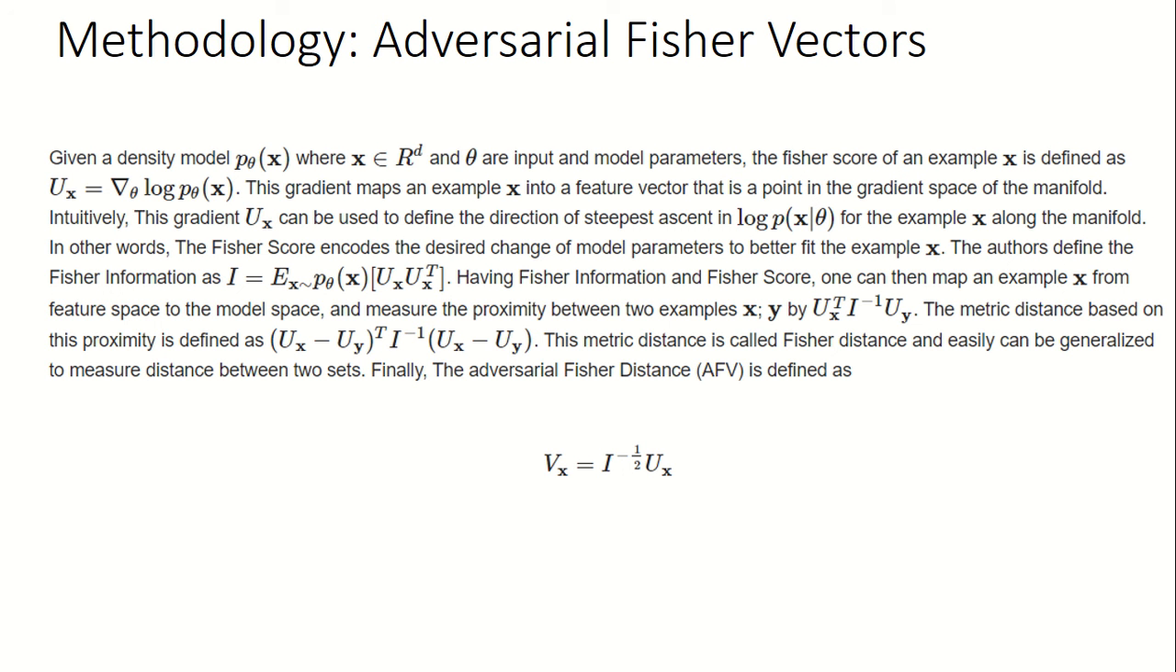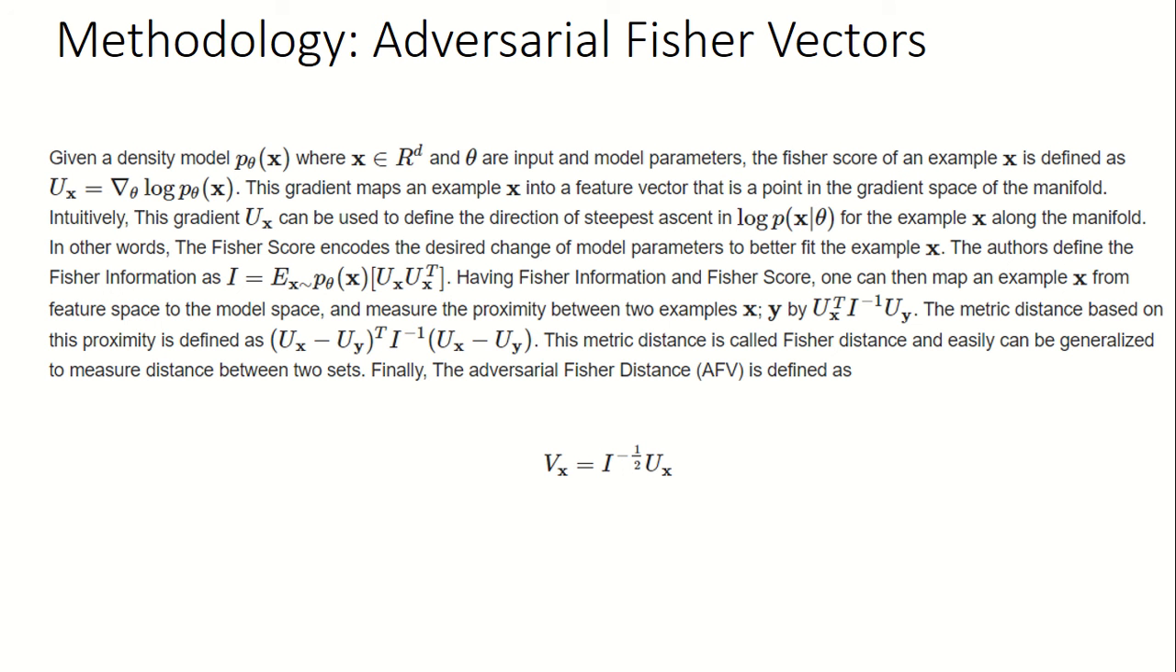Intuitively, this gradient defines the direction of steepest ascent in log likelihood for the example along the manifold. So it is pointing to where the model would fit your data better, right? The Fisher score encodes the desired changes of the model parameters to better fit example X. The authors define the Fisher information as the presented formula, which acts as a normalization factor for the Fisher score, and together these provide us with the adversarial Fisher vector.